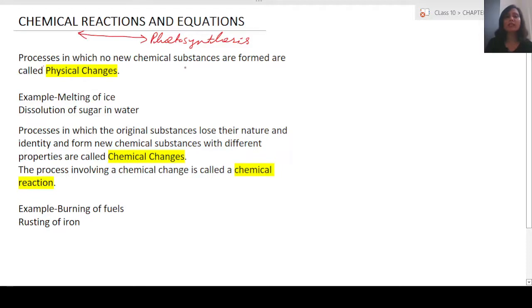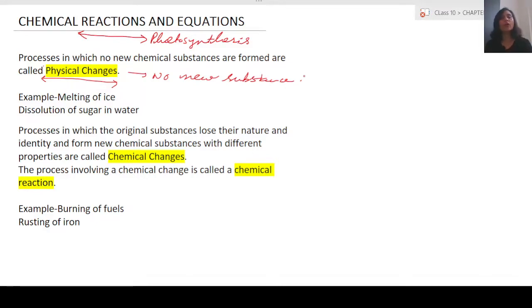Now, before beginning the main topic, we will recap certain definitions which you are aware of from class 7th onwards. So let us begin. The first term is physical change. Now, physical change is a change in which no new substance is formed. Basically, whatever we are seeing is a change in the physical state. Nothing chemically is changed inside the material. So the definition itself says that these are the processes in which no new chemical substance is formed and they are called physical changes.